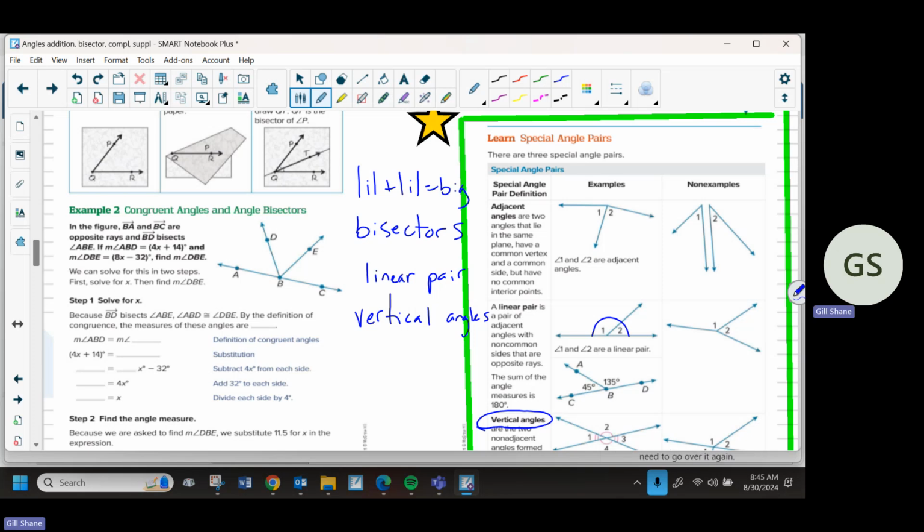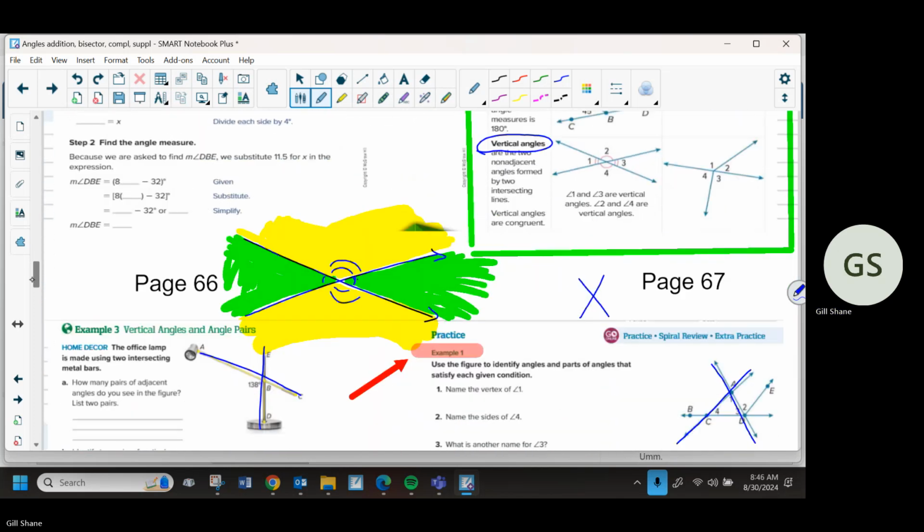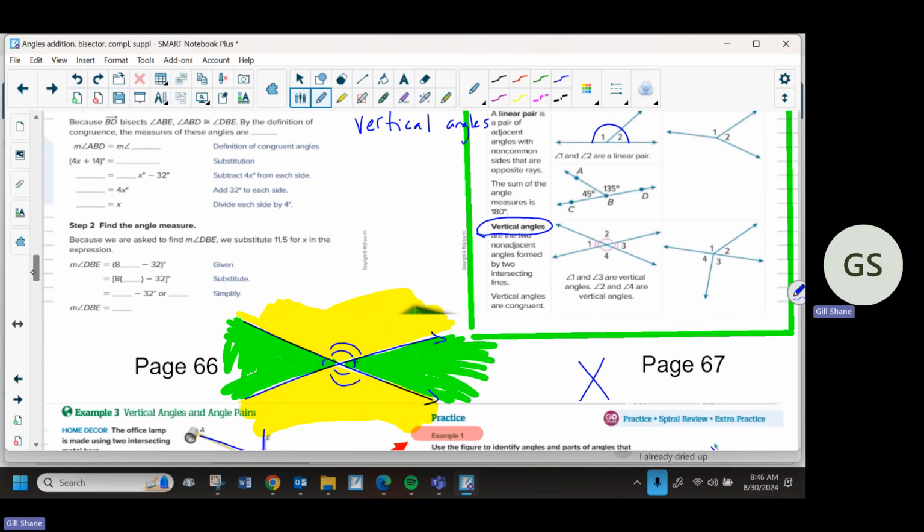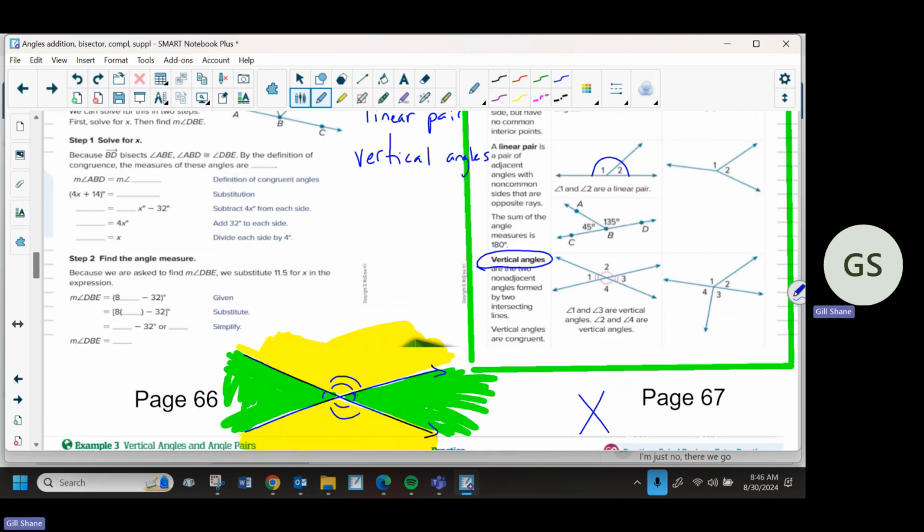All right, so I'll let you have a second. Make sure you write that, and it is recorded. So those 4 things are pretty much your quiz Tuesday. Either 4 or 5 problems. I don't remember exactly. Little plus little equals big, bisector, linear pair, vertical angles. Oh, I already drew it out. I'm just going to redraw. Anybody writing?